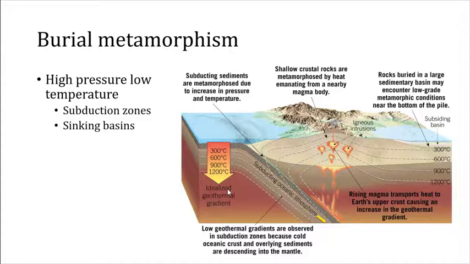Another environment where this can happen is if you have a basin, a low area with a lot of sediment being washed into it. That can bury rock quickly enough also to metamorphose it just strictly from burial. That's not nearly as common as subduction though. It's really not. It happens. It's happened, but most burial metamorphism is happening here at these subduction zones where that rock is being pushed downward relatively quickly. The pressure goes up, the temperature goes up some, but not that much.